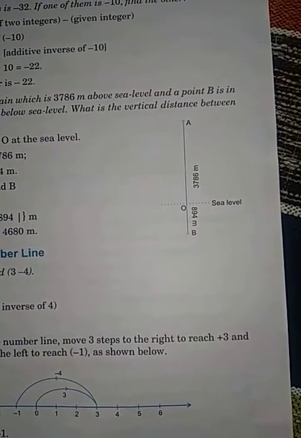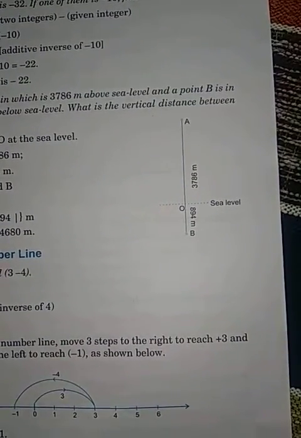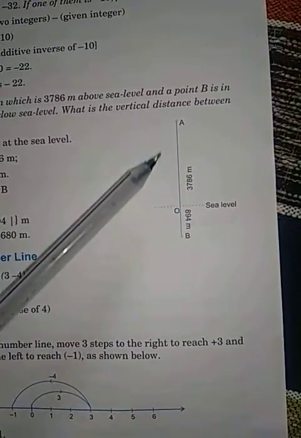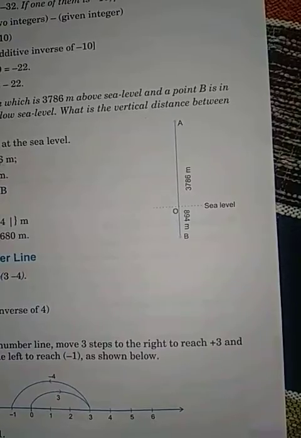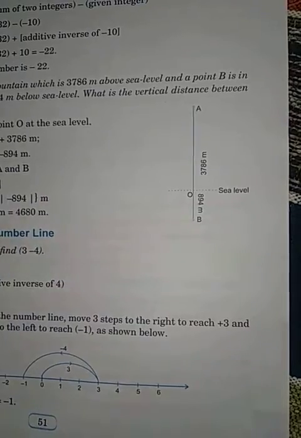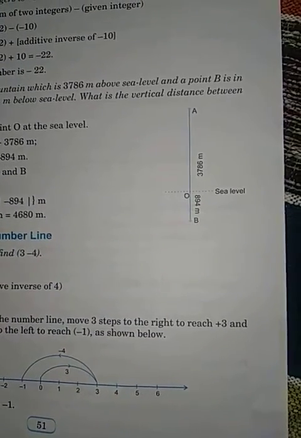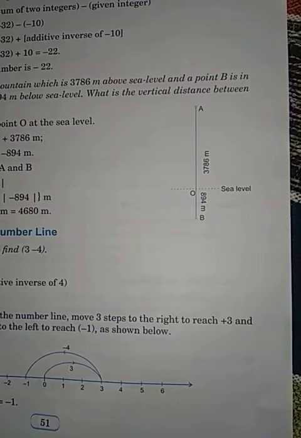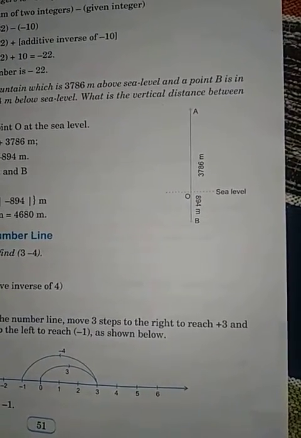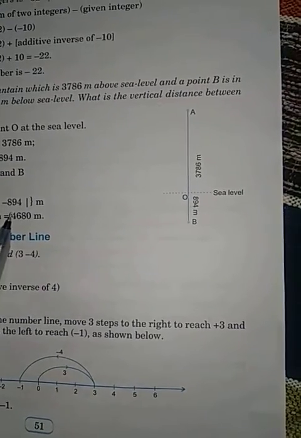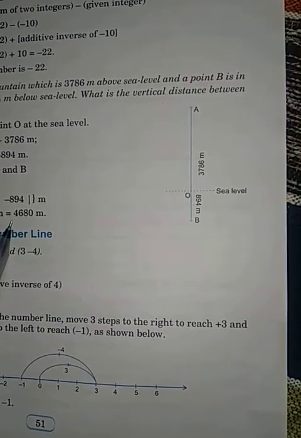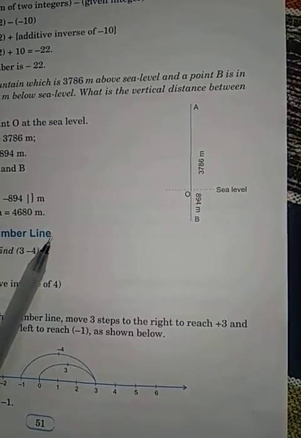Let us consider the point O as the sea level. Now the height of A means OA. The height from O to A is taken as positive, 3,786 meters, and the height from O to B, OB, is taken as negative, that is minus 894. So the distance between A and B is the distance OA plus the distance OB. So mod of 3,786 plus mod of 894 meters, that is 3,786 plus 894, which is equal to 4,680 meters.